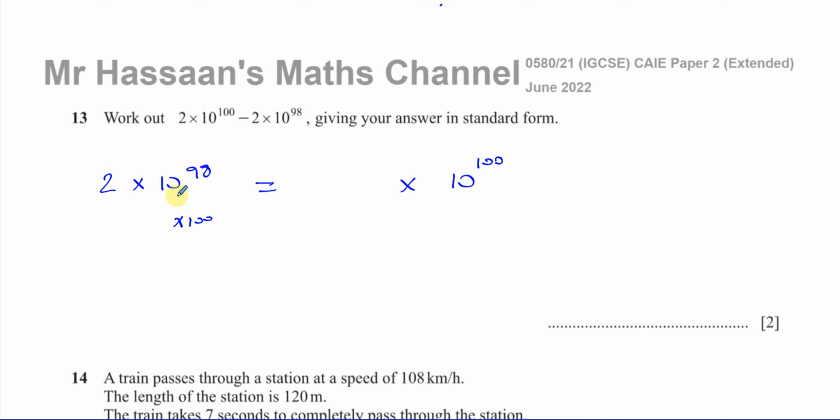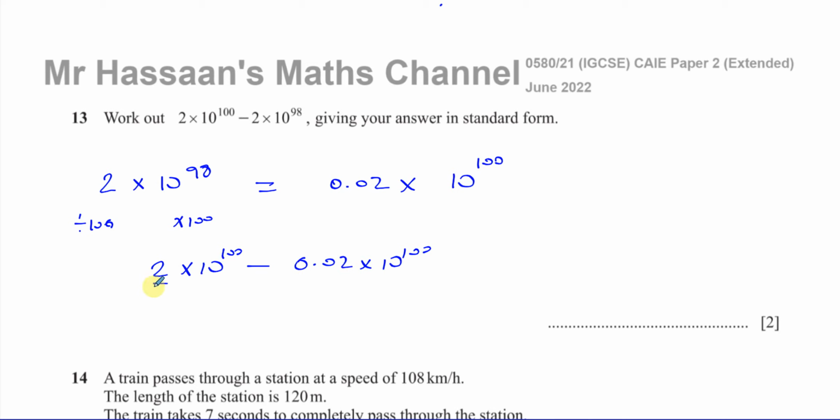But because I want this number to be exactly the same as this number, I have to do something to this that balances out what I did there. So if I multiply this part by 100, I should divide that part by 100. Okay, then it's like I haven't changed the value of it. But if I divide 2 by 100, I'm going to get 0.02. Now 0.02 times 10 to the power of 100 is the same value as 2 times 10 to the power of 98. Now I can take my original number, 2 times 10 to the power of 100, subtract this in this form.